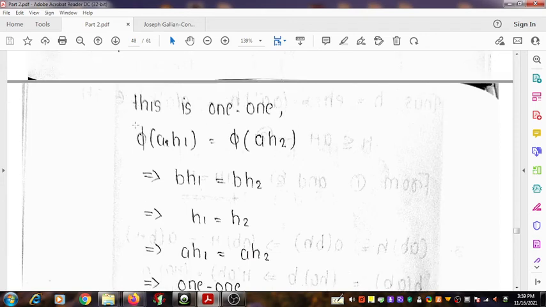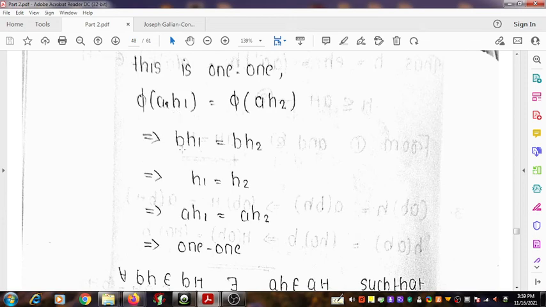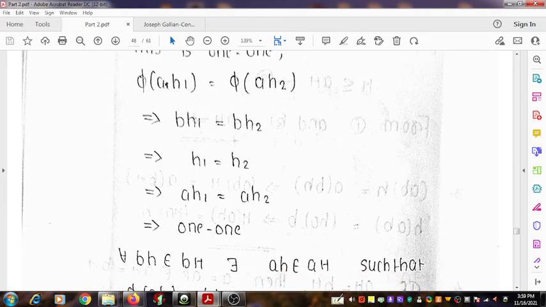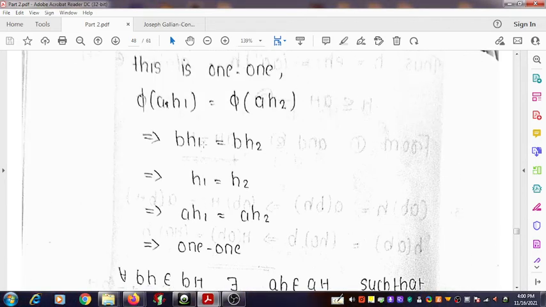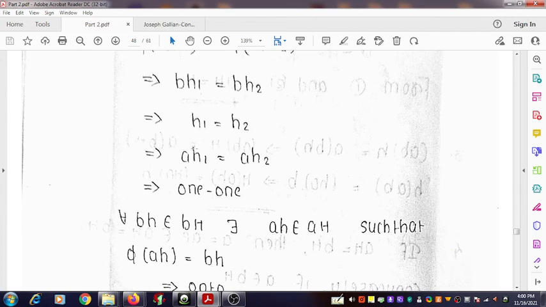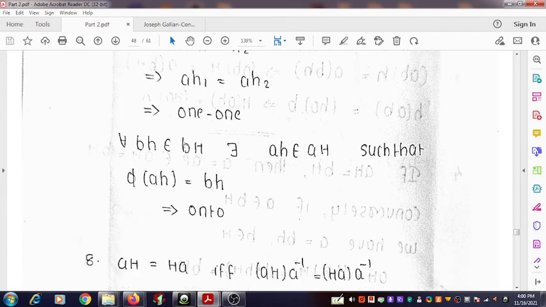How do we do that? Suppose phi of AH1 equals phi of AH2. Then phi of AH1 equals BH1 and phi of AH2 equals BH2. By cancelling B from both sides using B inverse, we get that H1 equals H2. Therefore this function is one-to-one.